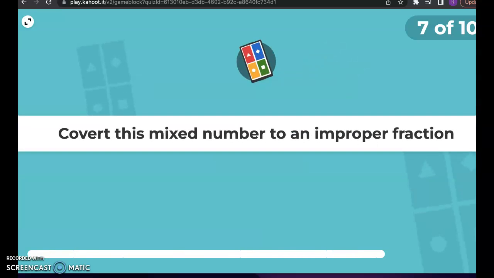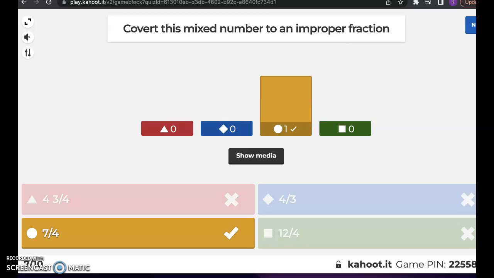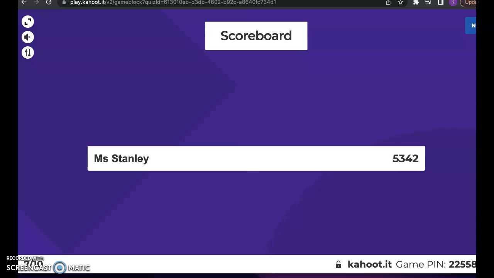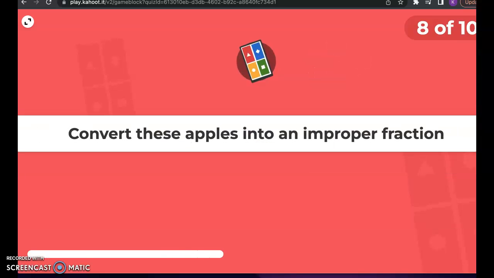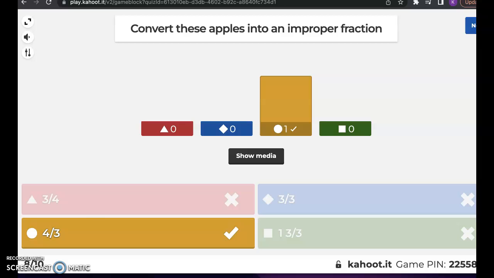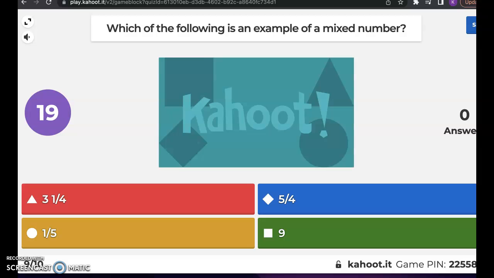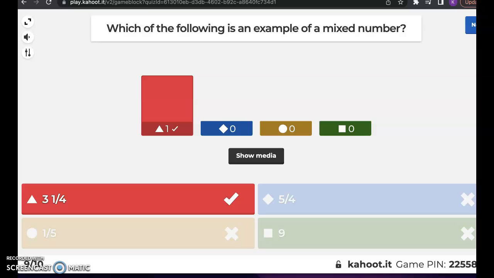Convert this mixed number to an improper fraction. Remember to multiply and then add, or you can use this visual to help. Good job. Convert these apples into an improper fraction. So again, we're using a visual for help. Which of the following is an example of a mixed number? Nice.